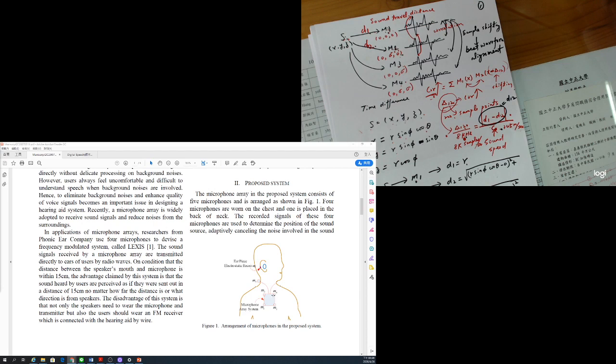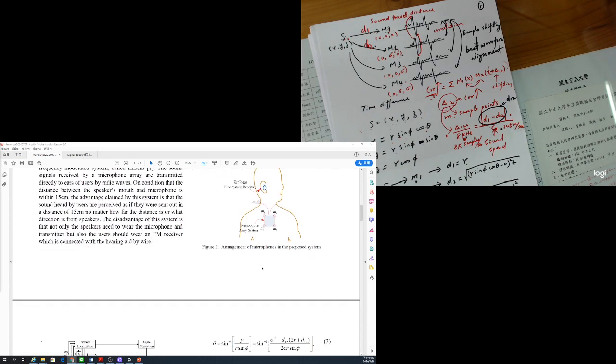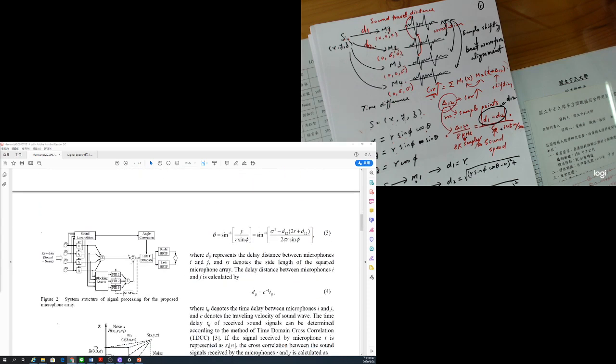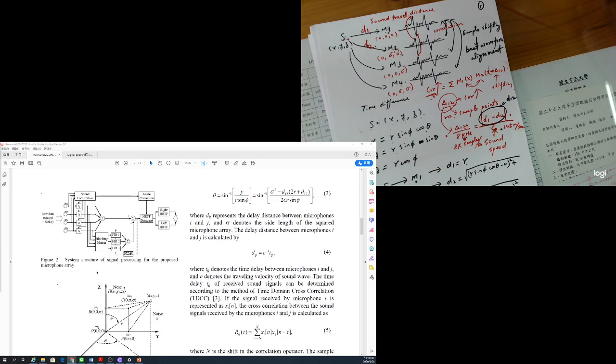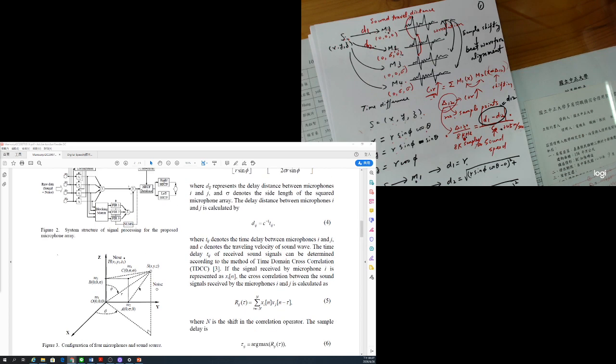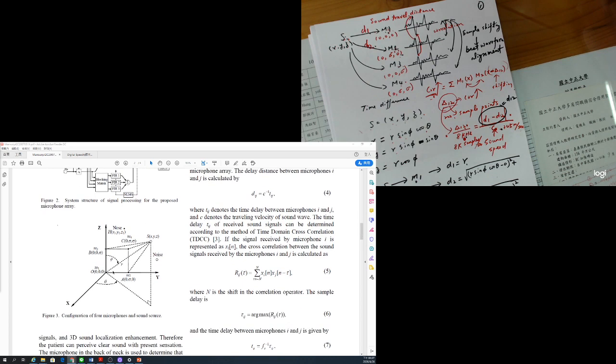We assume the person wears a microphone array in front of their chest. There will be some kind of ear aid system for people who have an ear perception problem. We try to help correct their hearing capability. This is more like 3D sound, and we are using the head-related transfer function here. What we are talking about is how to do sound localization based on time delay.